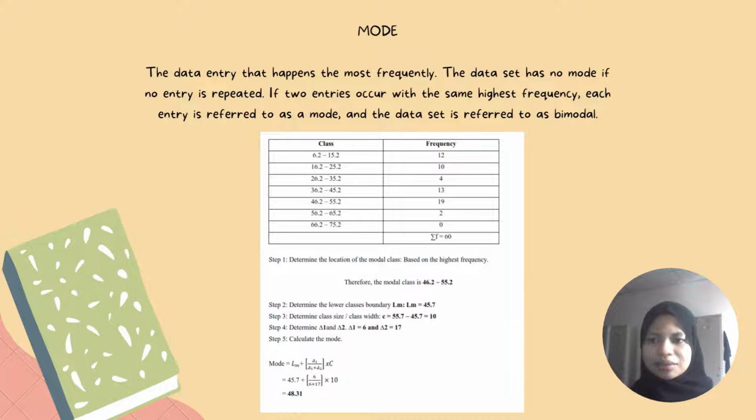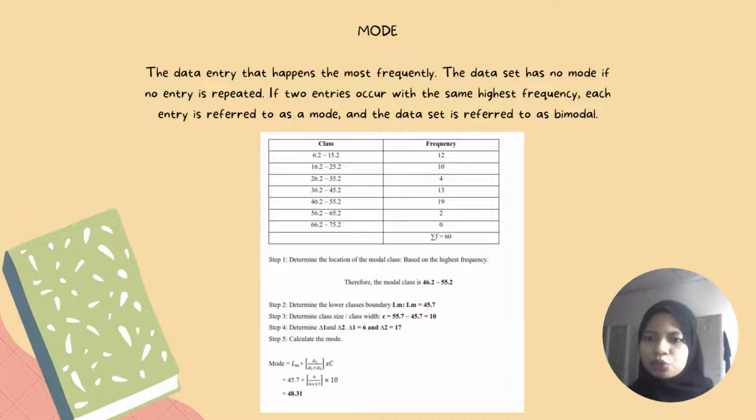Step 3 is to determine the class size or class width, which is C equals 55.7 minus 45.7 equals 10. Step 4 is to determine the sum 1 and the sum 2.